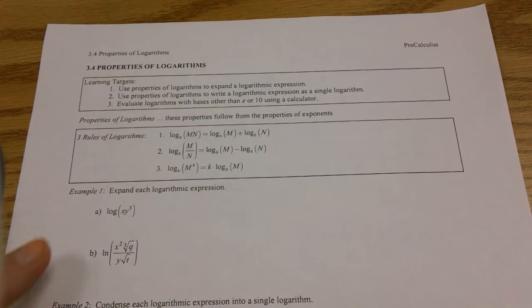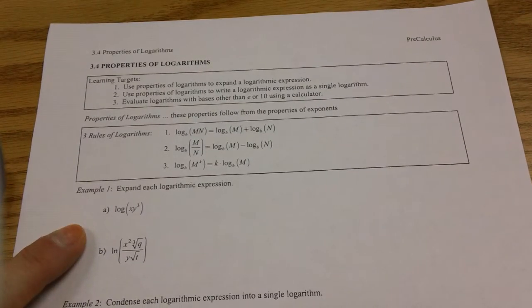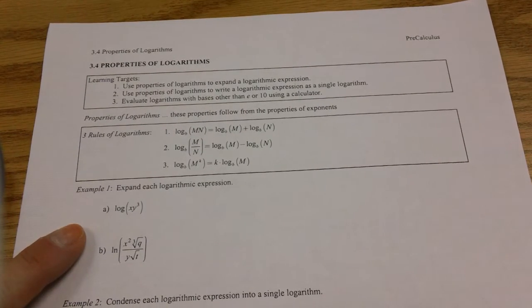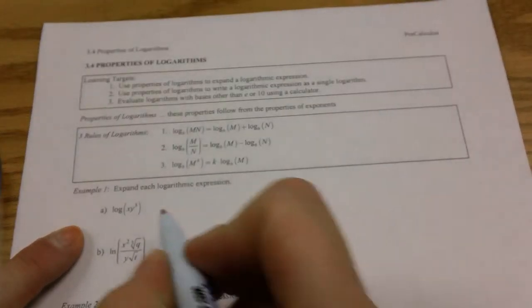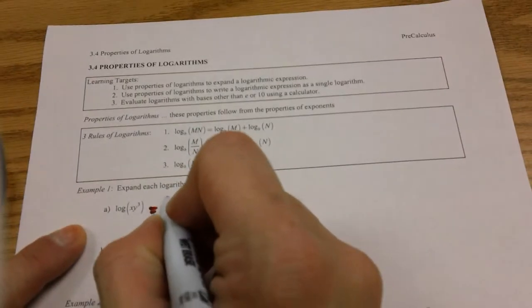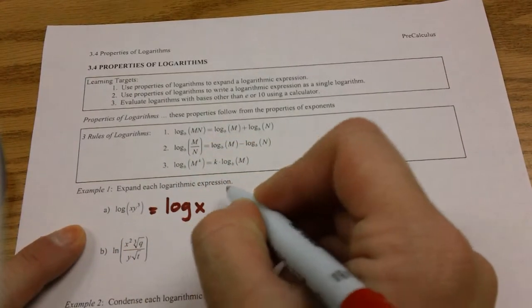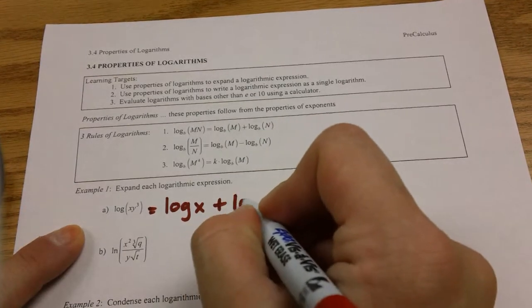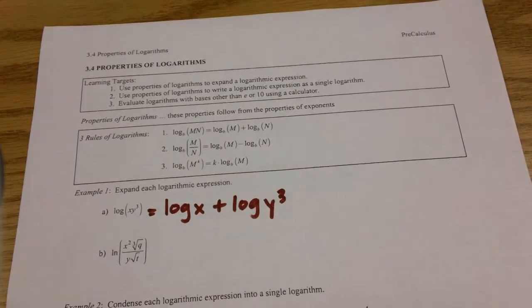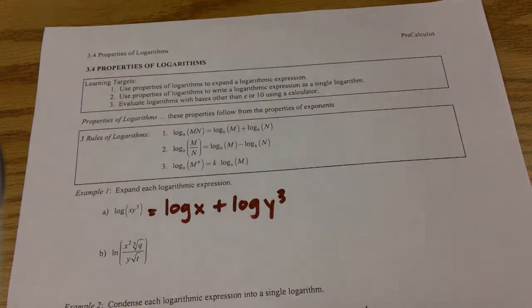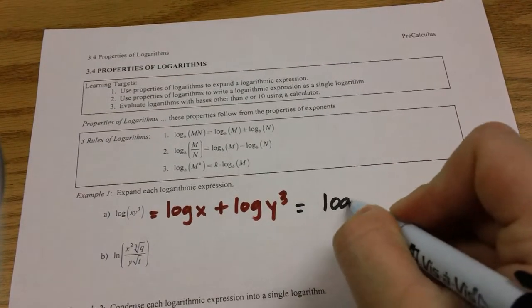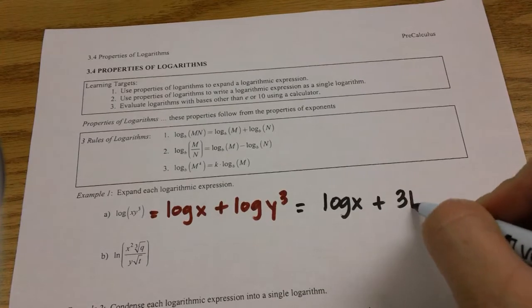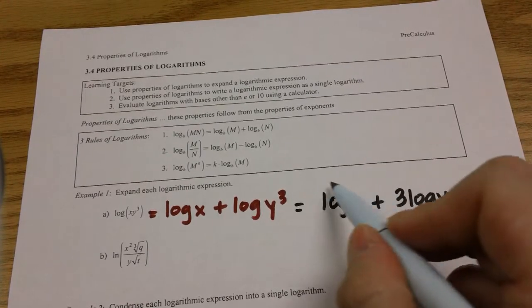So for example, in A here, we have the log of x times y to the third power. First we're going to use the first rule up here, and we're going to expand the multiplication part. So this is going to be equal to the log of x plus the log of y to the third. All right, and then after that, what you can use is your power rule, which is going to give us the log of x plus 3 log of y. And this would be our answer here.